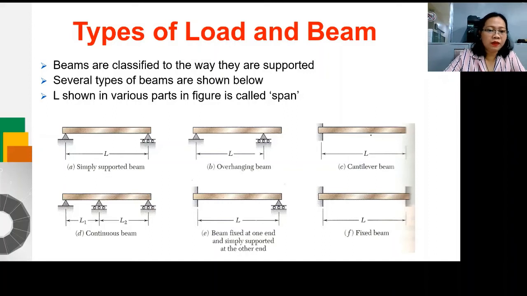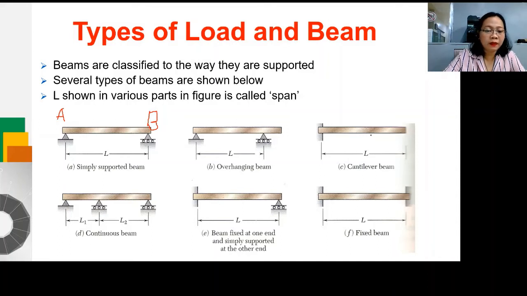If you sum the moment at point B, assuming this is point A and this is point B, then you will get the value of the reaction at point A, because reaction at point A multiplied by the length of the beam, you will get the reaction, and that is equal to 0.